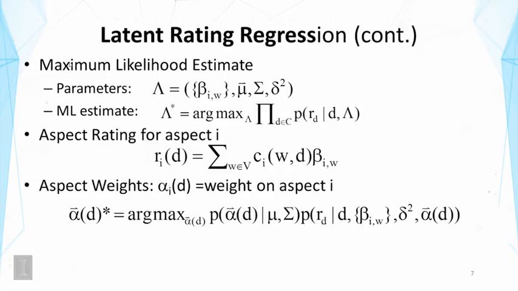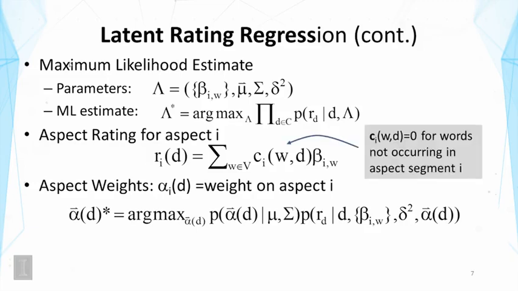So now, more specifically, once we estimate the parameters, we can easily compute the aspect rating for aspect I, R sub I of D. And that's simply to take all the words that occurred in the segment I, and then take their counts, and then multiply that by the sentiment weight of each word, and take a sum. Of course, this count would be 0 for words that are not occurring in the aspect I, and that's why we can take the sum over all the words in the vocabulary.